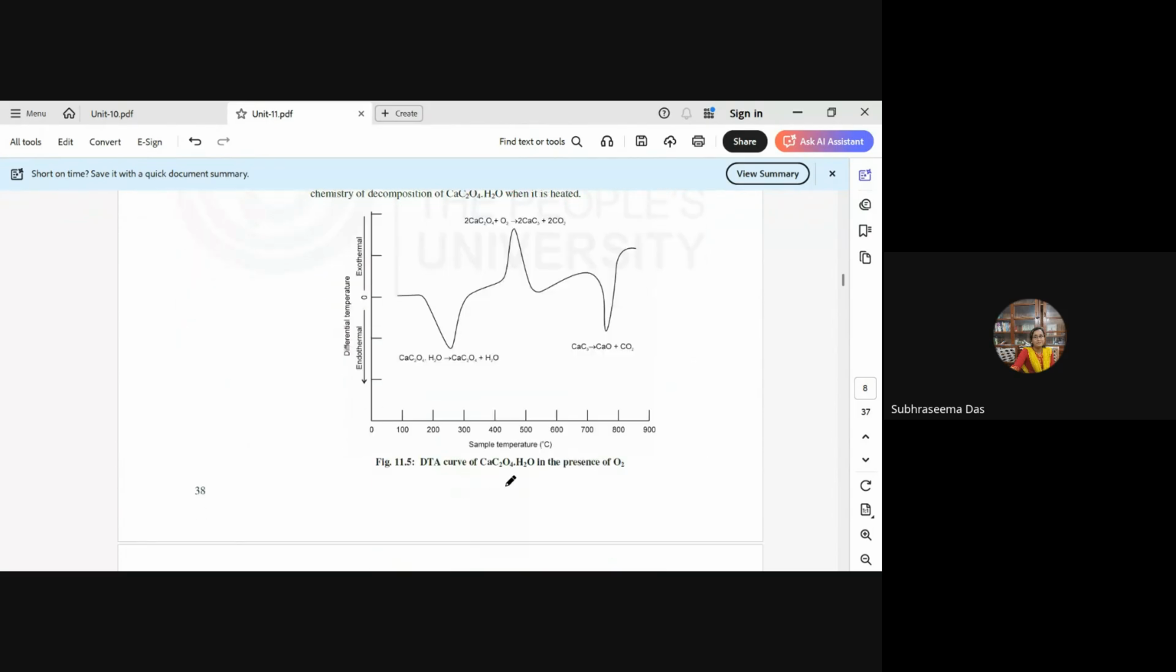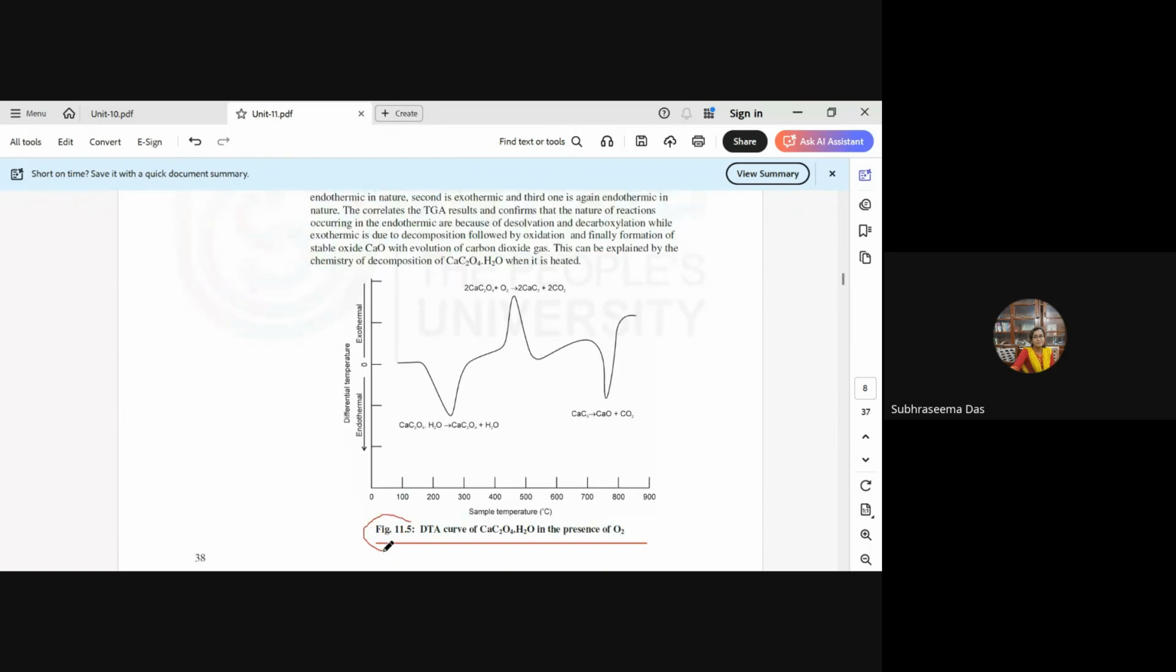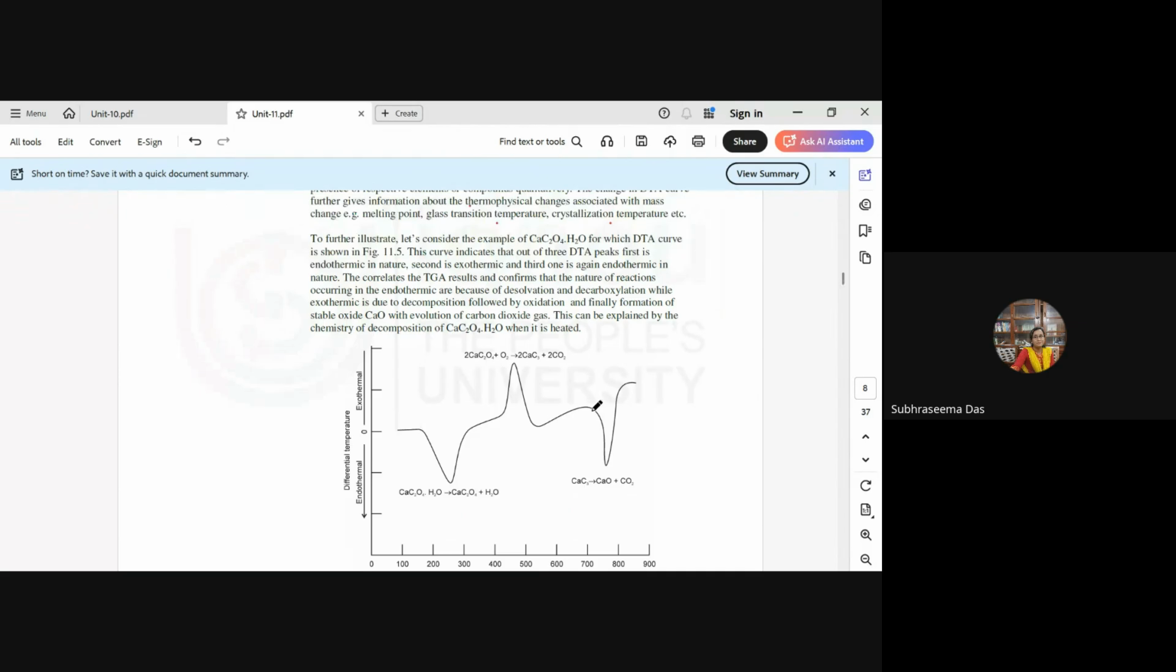To understand this, let us take the example of the DTA curve of calcium oxalate in oxygen atmosphere, and the curve has been shown here in figure 11.5. This is for calcium oxalate dot H2O in oxygen atmosphere. This curve indicates that the DTA has three peaks. This is the first peak, which is endothermic in nature. This is the second peak, which is exothermic in nature, and this is the third peak, which is again endothermic in nature.